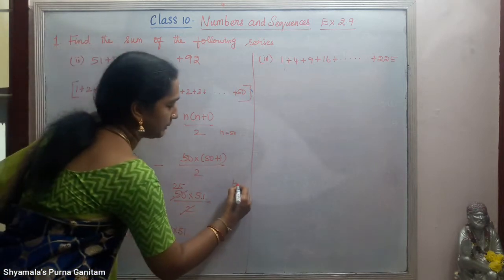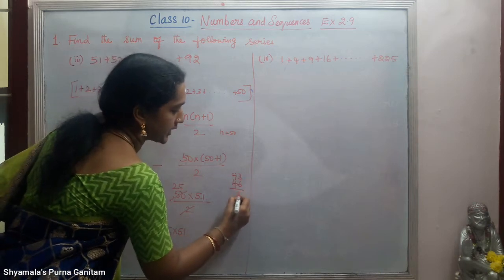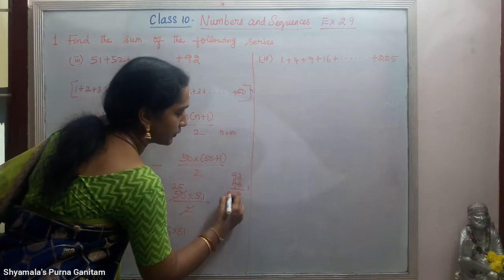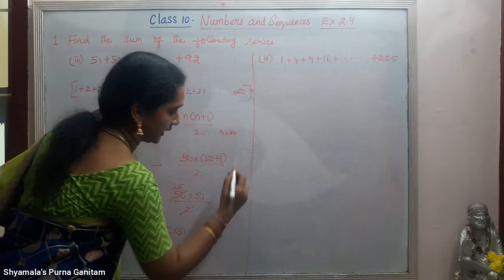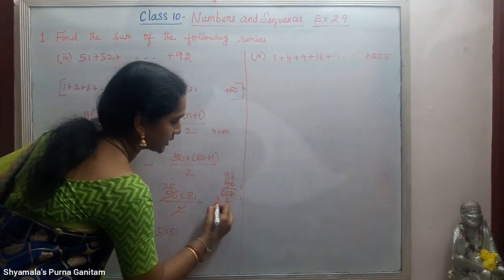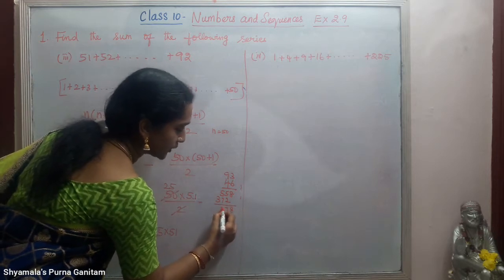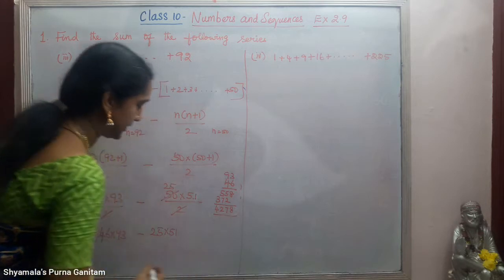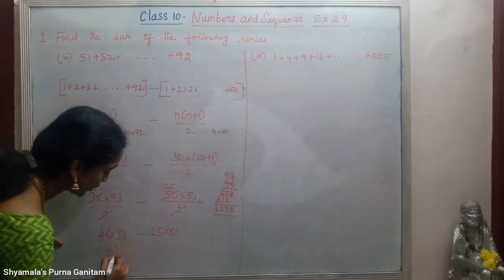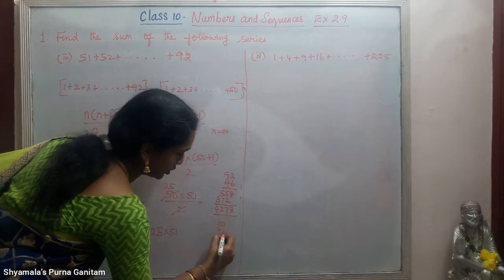So now we will multiply 46 and 93. 6 3s are 18, 6 9s are 54 plus 1, 55, 4 3s are 12, 9 4s are 36 plus 1, 37. So we will get 4278. So 4278 minus 51 into 25.